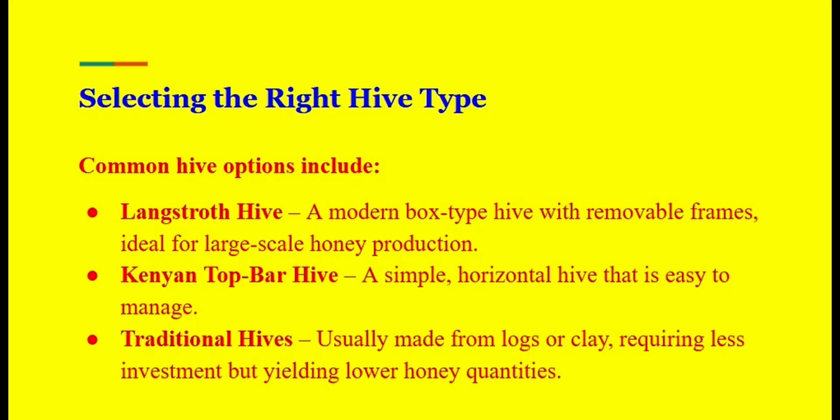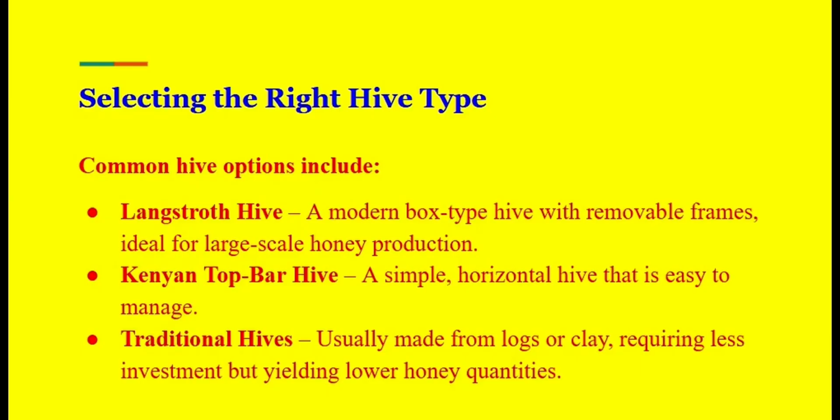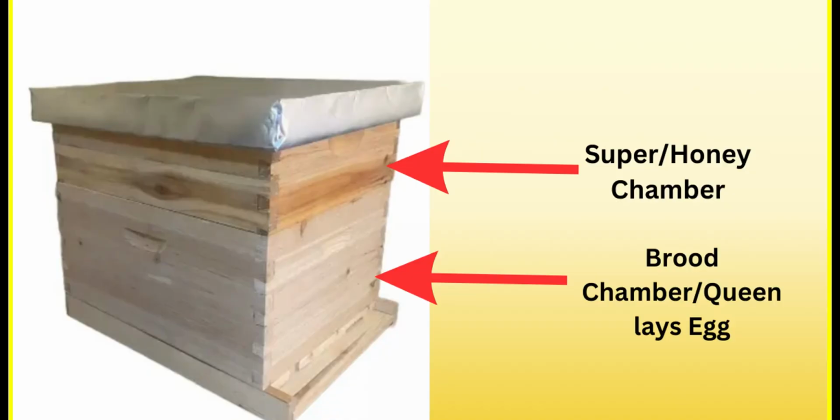Now the Kenyan top bar hive is a simple horizontal hive that is easy to manage. As it is here, it is very, very easy. It's just a box. You can see in the image that it has top bars. It originated from Kenya, that's why it is called the Kenya top bar hive. The Langstroth is American. It originated from America by Lorenzo Langstroth, the man who introduced the Langstroth hive.